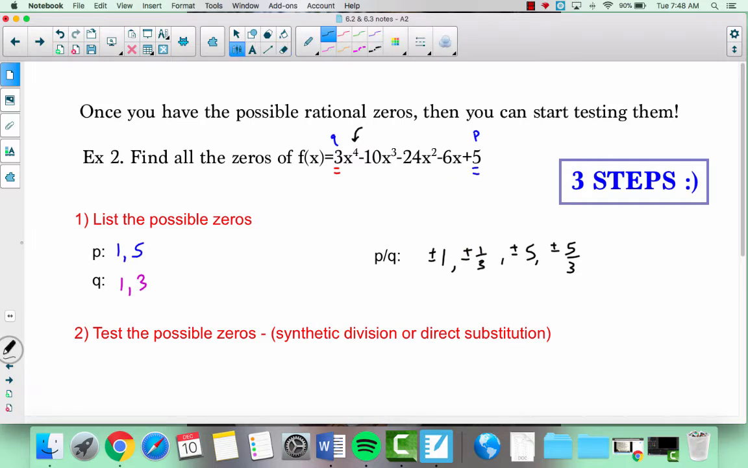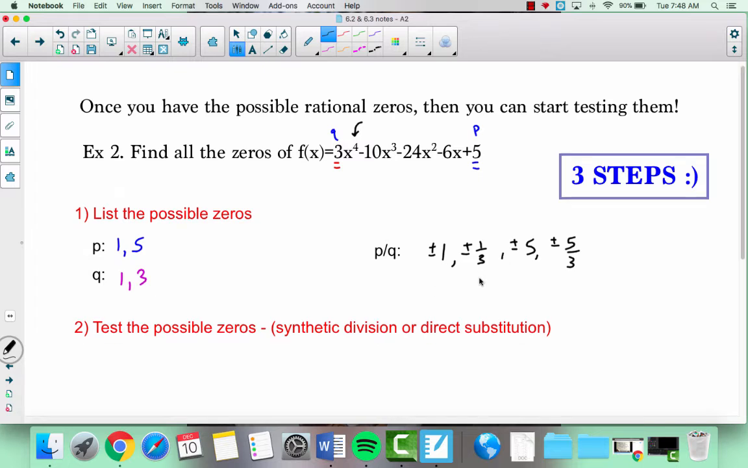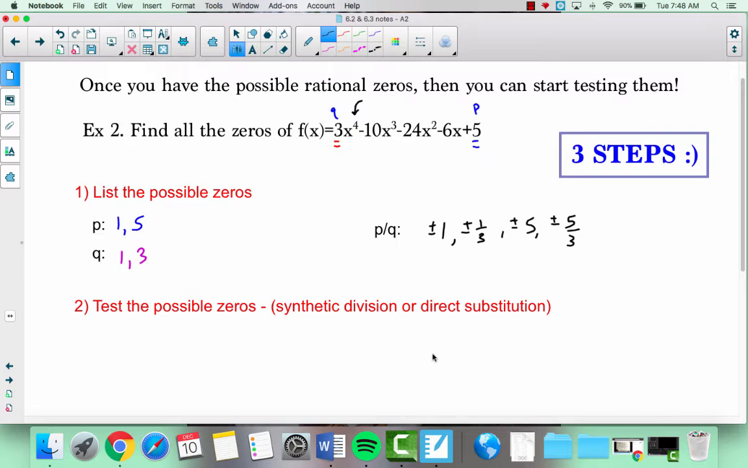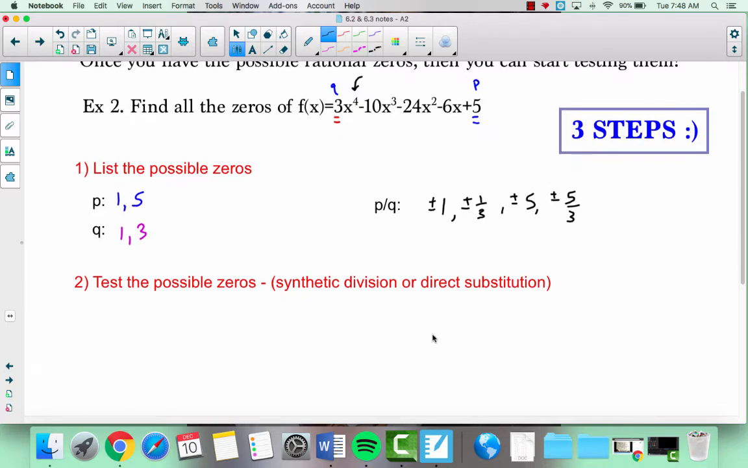So now what we're going to do is test these possible zeros and try to find one where a remainder is 0, because that means it is a factor. And there's 2 ways you could do this. You could do synthetic division and figure out what gets you 0, or if it's quicker for you, you can do direct substitution. I'm going to go ahead and start by doing direct substitution, just because that can be a little bit quicker, but synthetic division will actually be really helpful in some cases as well.